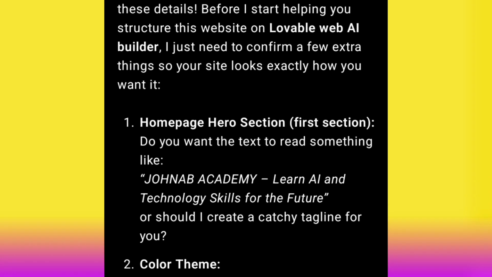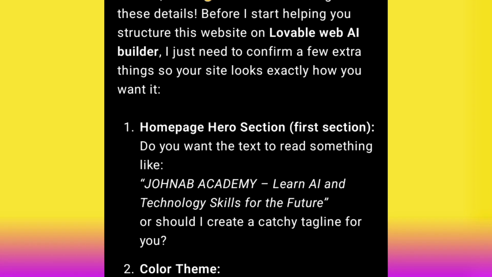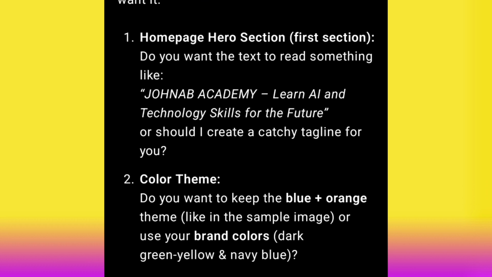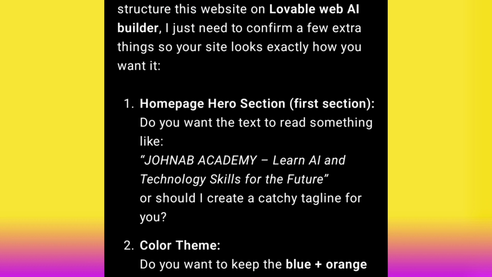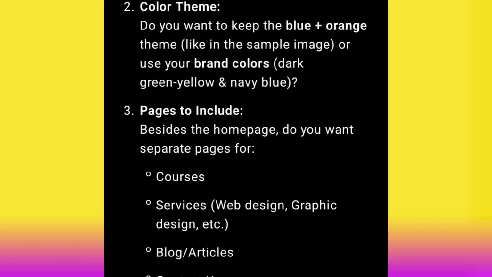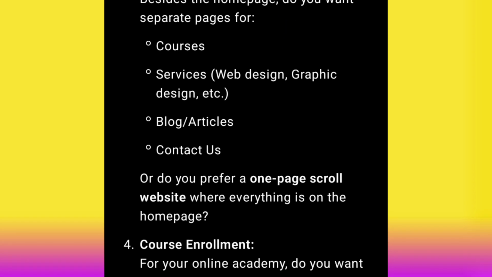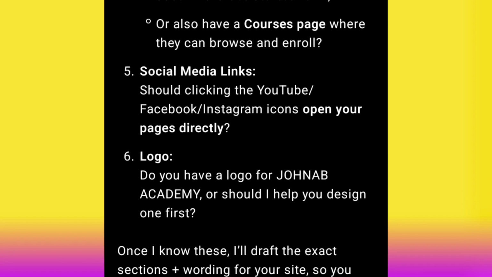So after I put it, ChatGPT said, okay, perfect, John, thanks for sharing all the details. So it now asked me before it started. ChatGPT asked me this question: home hero section, first section, do you want the text to read something like Jonah Academy, and then color theme, blah blah blah? Do you understand? And then pages to include beside the home page, do you want a separate page for course services? It asked me a lot of questions like this.